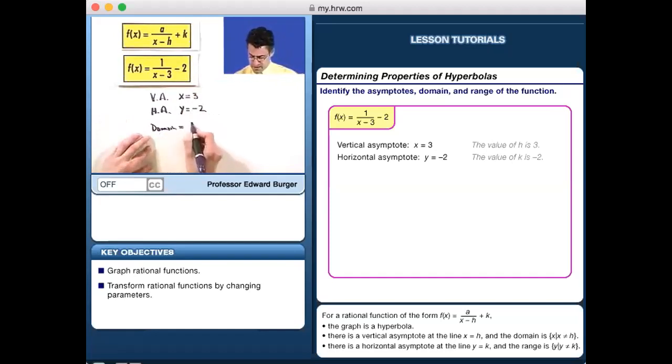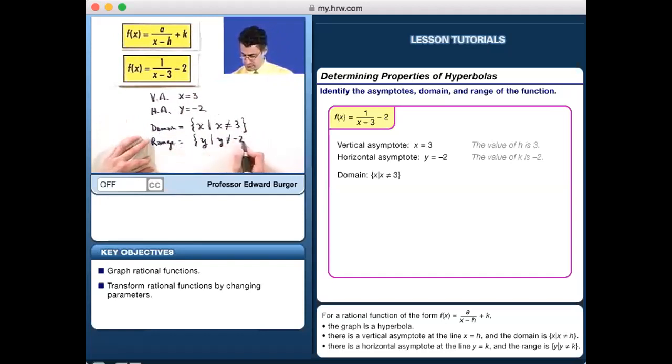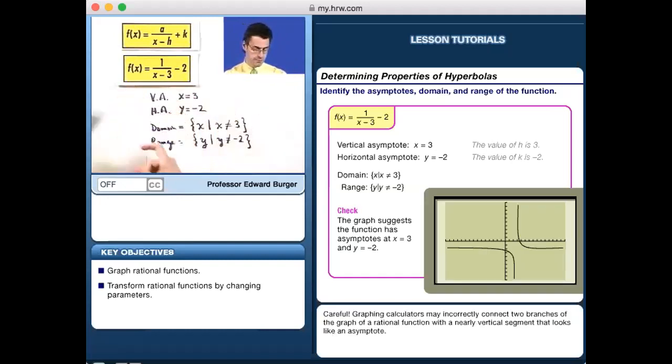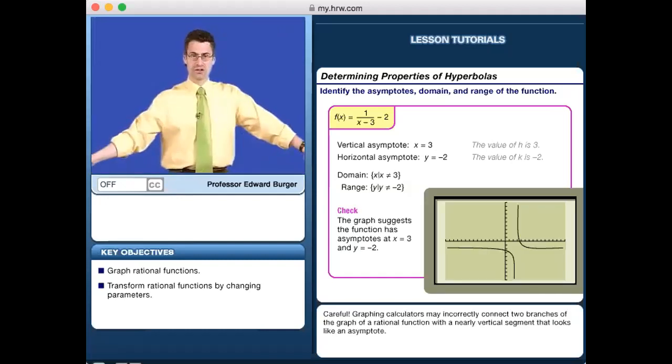So what about the domain? Those are the allowable x values. Well, all x values such that x doesn't equal the asymptote. Range. All y values such that y doesn't equal the asymptote. So finding domain, finding the range, finding the asymptotes, not a big deal if we can sort of see through the formula and actually see the rational function hidden inside.